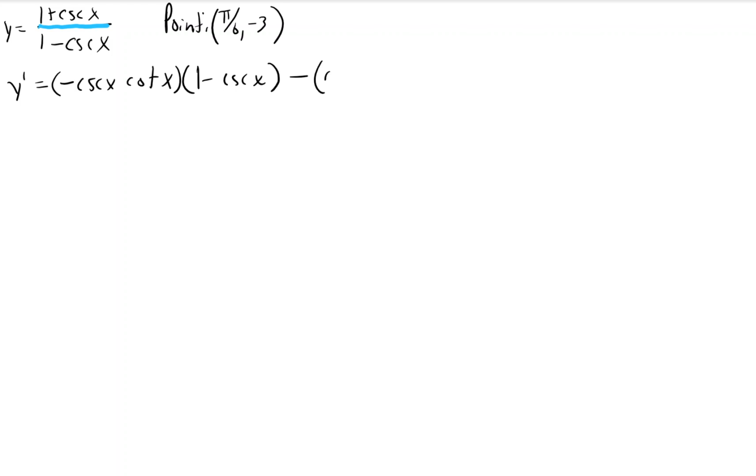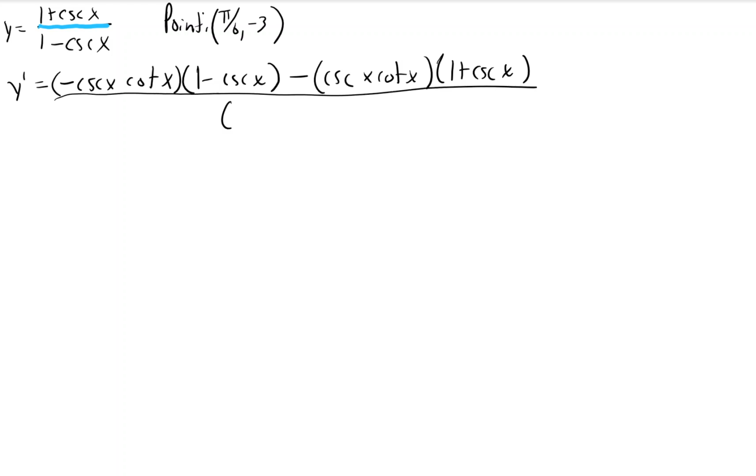So cosecant x cotangent x times the numerator unchanged, all over the denominator squared. Okay, so I guess it looks a little messier than it actually is, because this is one big term that I need to distribute to two things, and this is one big term, distribute to two things, and I'm going to subtract those.